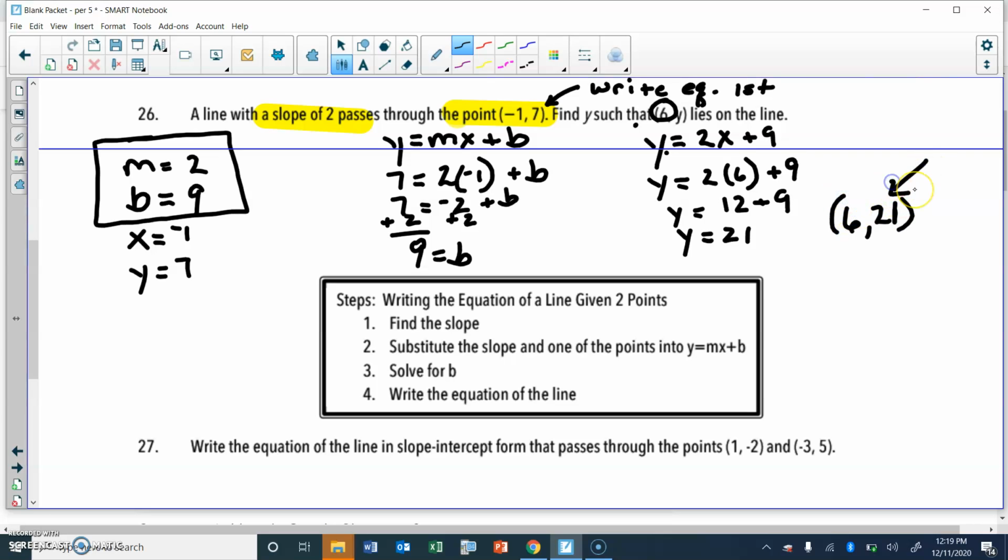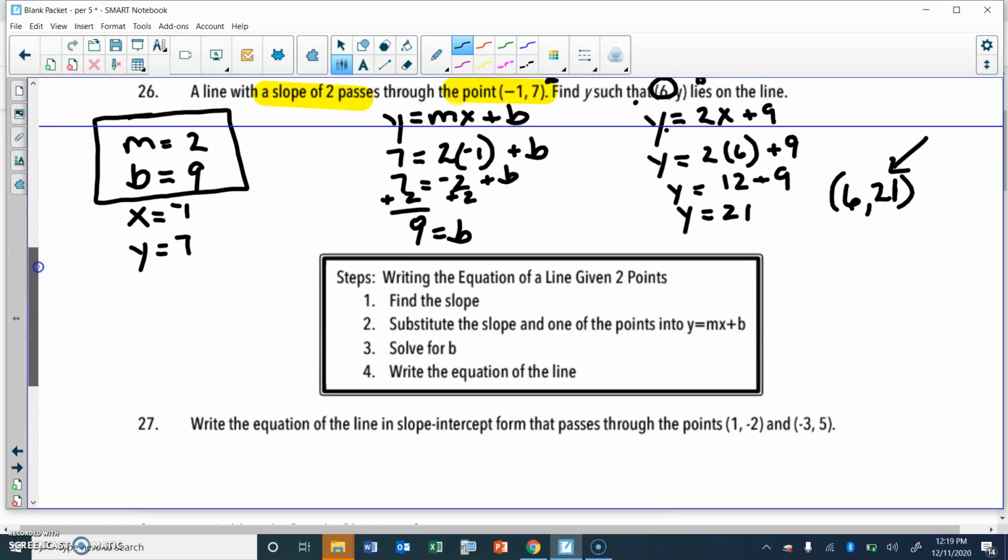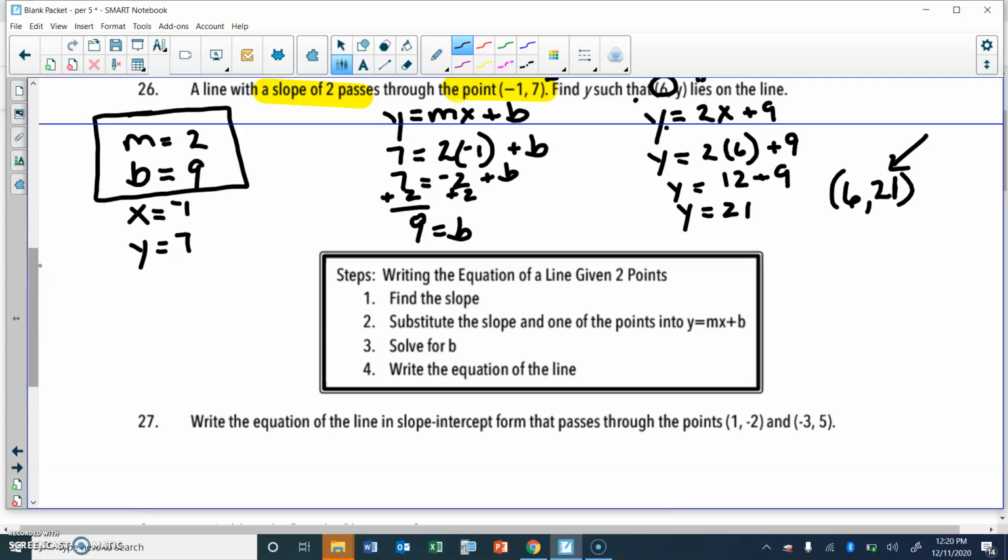That's my answer. The next thing we're going to do is actually write the equation of a line given 2 points. The steps are here. If you want to take a screenshot of them, be my guest. I'm not going to sit here waiting for you to write them down. Just hit pause and write them if you'd like to do that.